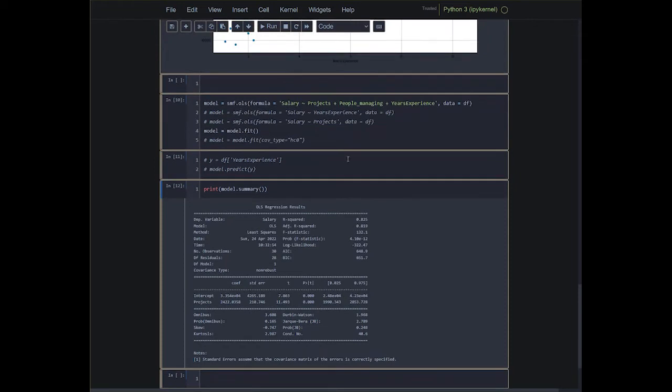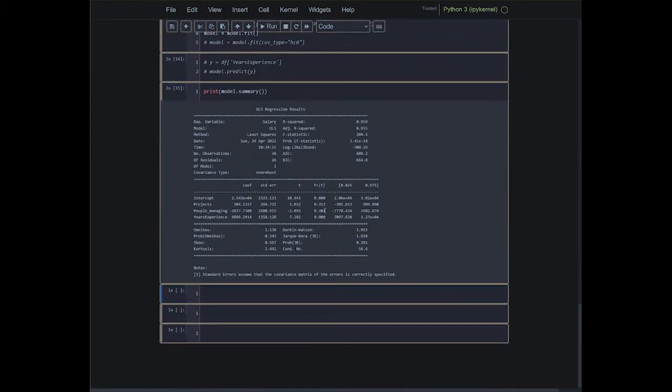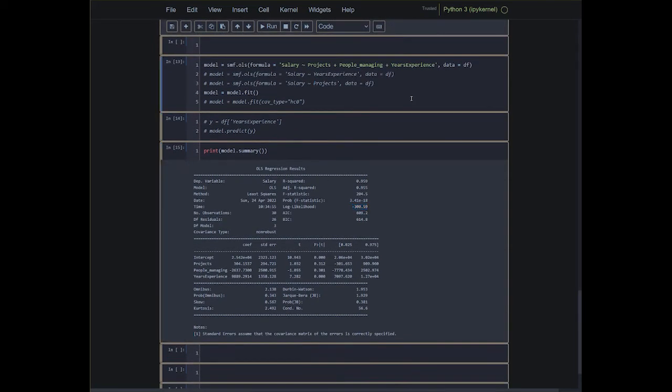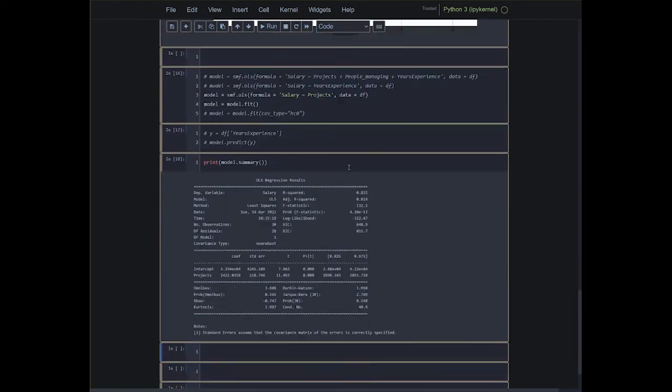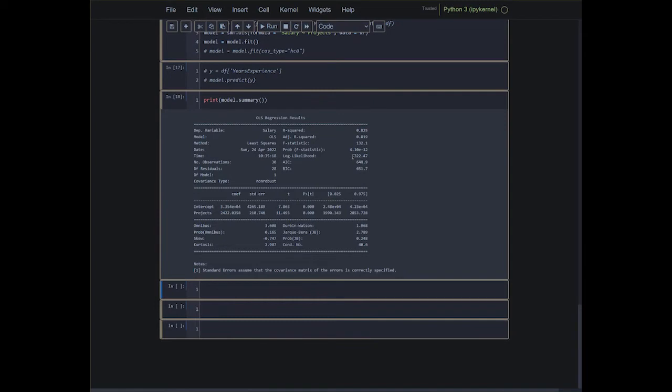Let's say we want to include all these 3 independent variables to predict the salary. Let's run this one, and we can see that the log likelihood value is -300. And let's say we want to compare it with another model. If we want to include only the projects here to predict salary, let's see how the value changes. Okay, the log likelihood value now is -322.